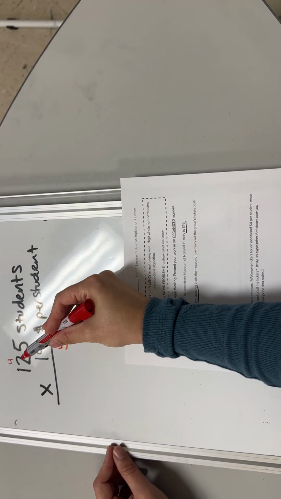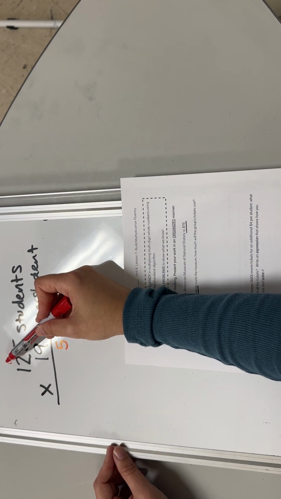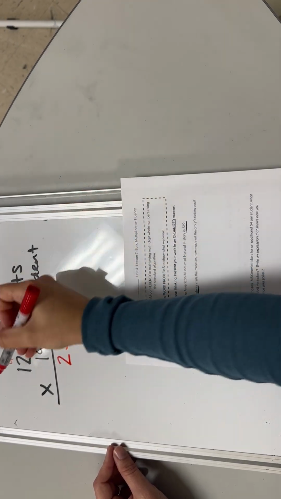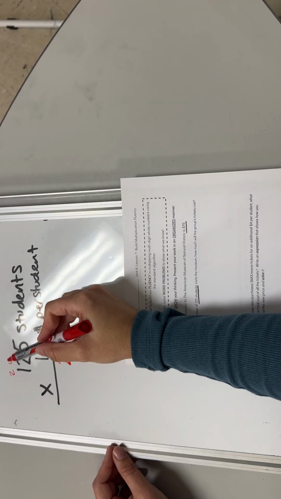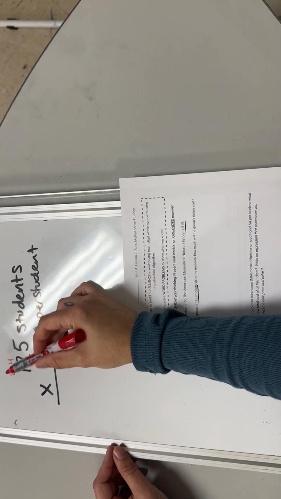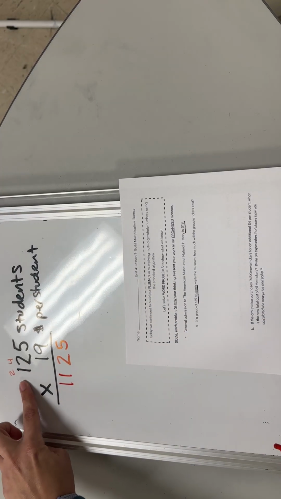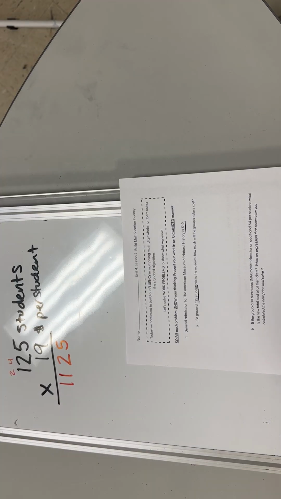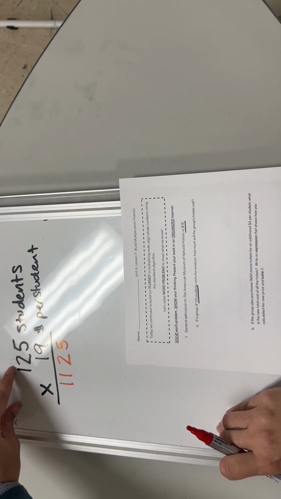Then I have to do 9 times the 2, which is 18. But up here I carried a 4, so I'm going to do 18 plus 4 to get 22. I'll place the 2 and carry the 2. Next, I'm going to do 9 times 1, which is 9, plus my 2 that I carried is 11. That means that 125 times 9 is going to be 1,125.